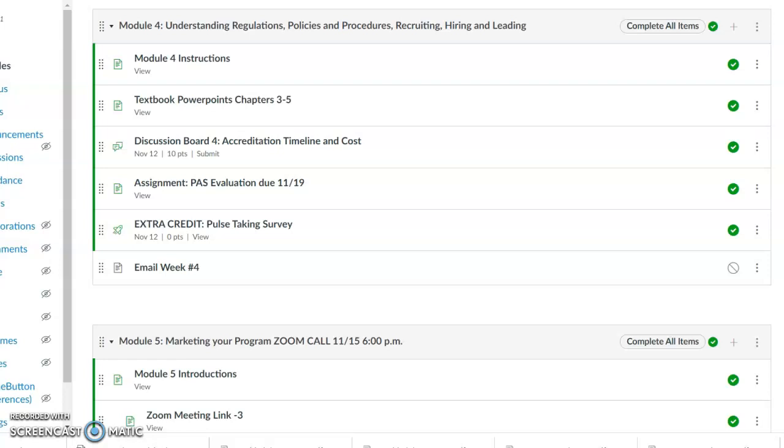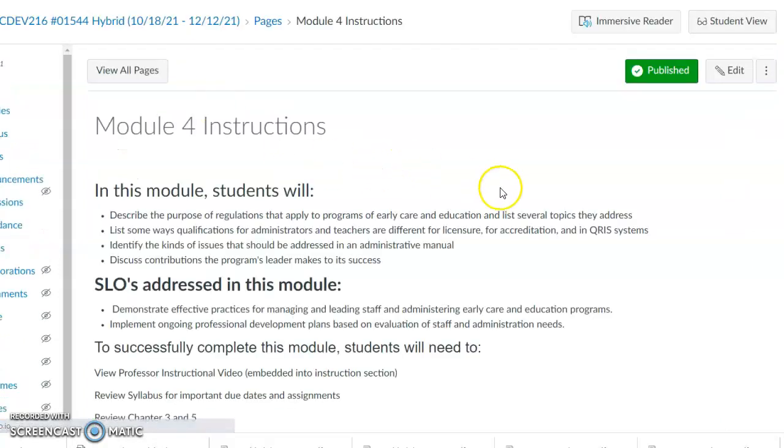This week, we'll be covering Module 4, which talks a little bit more about understanding regulations, policies and procedures, recruiting, hiring, and leading. So this week we'll be reviewing chapters 3 and 5. We read chapters 3 and 5 last week, but we're going to be covering more of the topics, diving a little bit deeper into them this week.